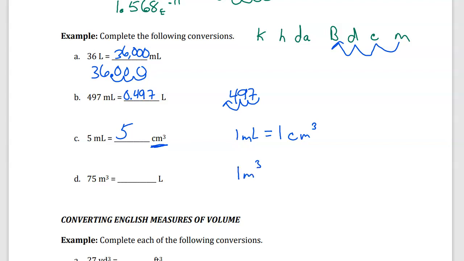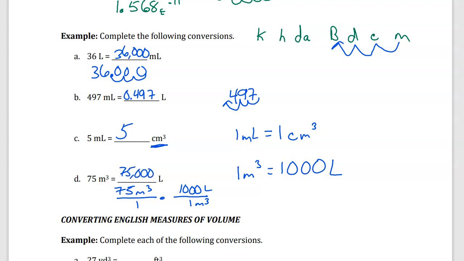One meter cubed is going to be equal to 1,000 liters. So if I look at 75 meters cubed, that's going to be 1,000 liters is equal to 1 meter cubed. So I multiply, and that gives me 75,000 liters. So practice a few of those.